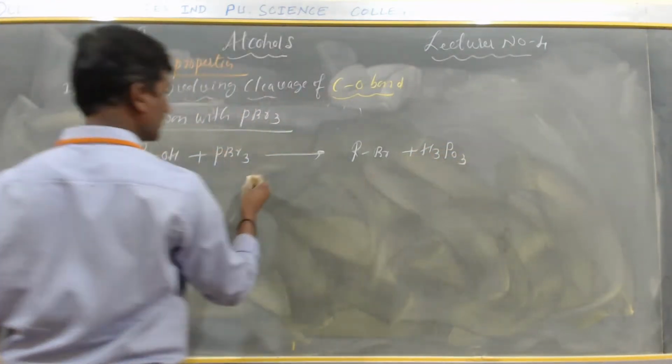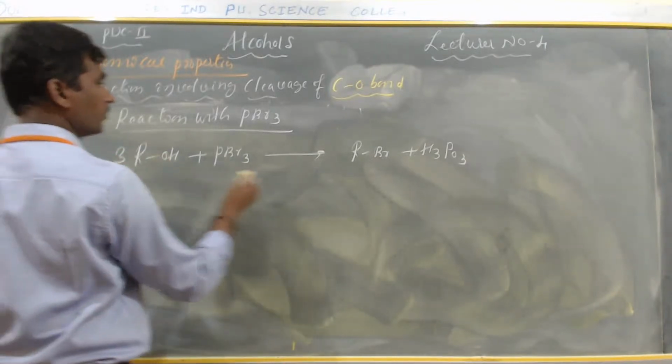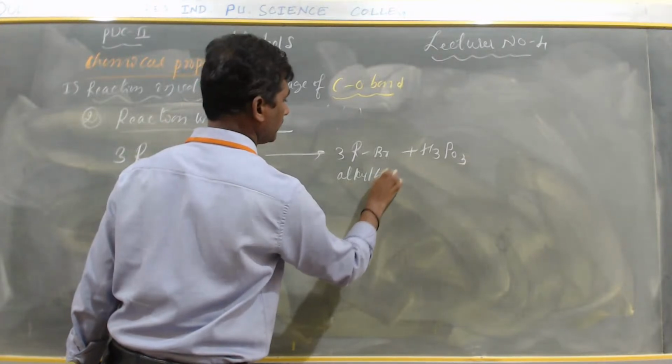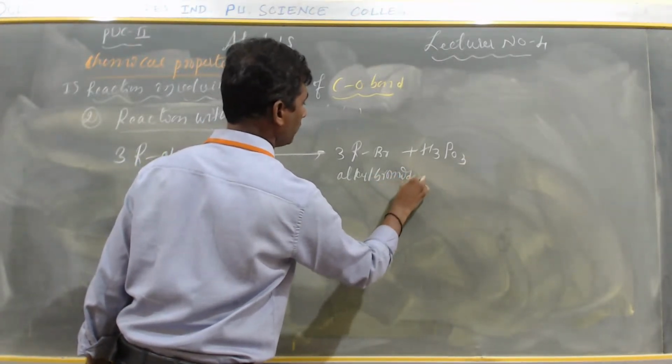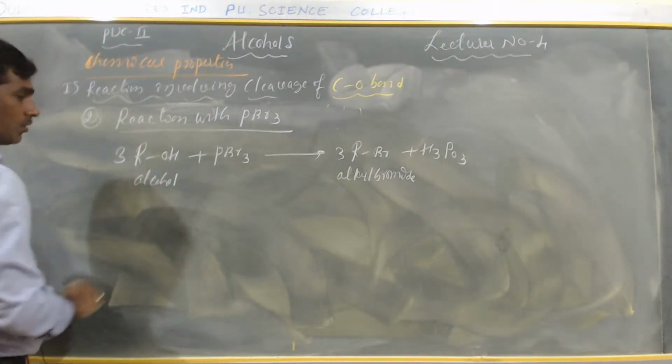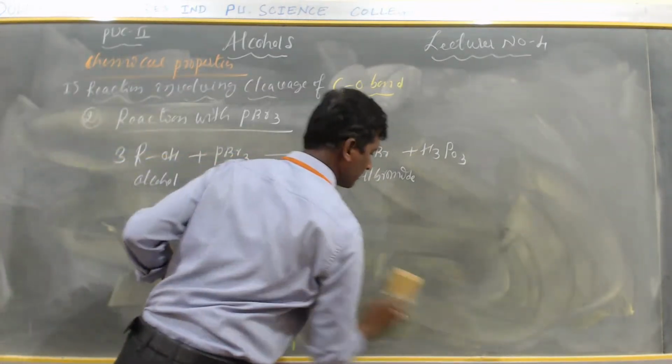H3PO3. So how many R's are there? 3. So here 3 ROH, and this is nothing but an alkyl bromide. This is called what, everybody? Alcohol. Yes, my dear students.